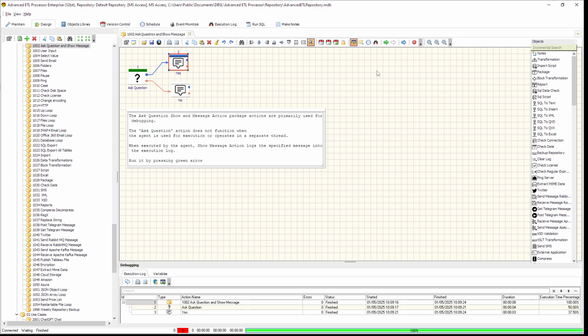An important thing to understand about those two actions is that ask question will not work when executed from the execution agent, but show message will work and it will write a message into the execution log.